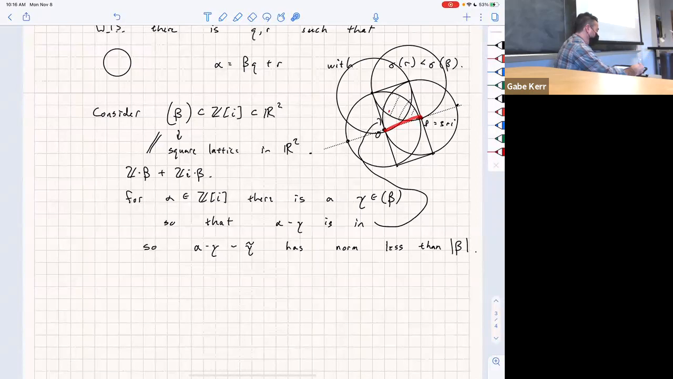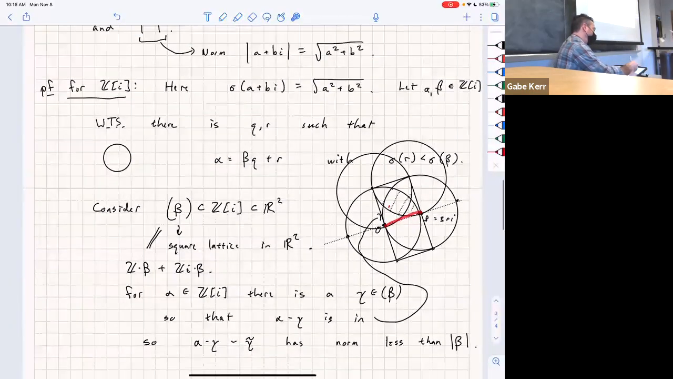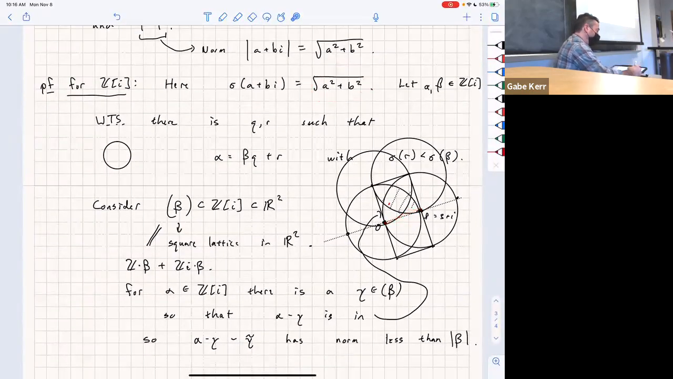This is the distance formula. This is a squared plus b squared, that's the length from 0 to beta. So it's the radius of this circle. And now what I'm saying is the distance from this point to at least one of these 4 points is less than beta. I don't know which one, but it's one of them.